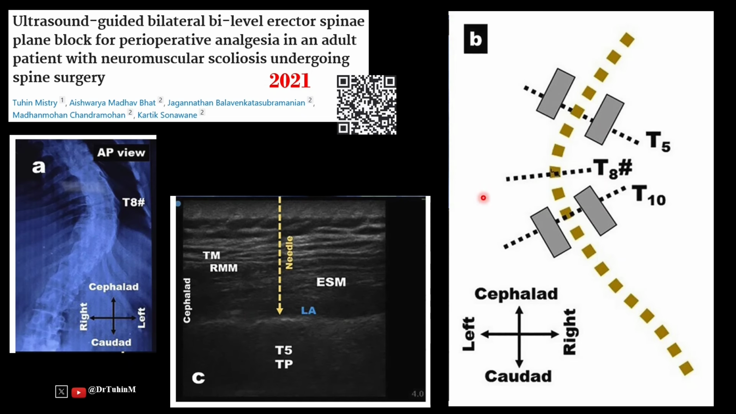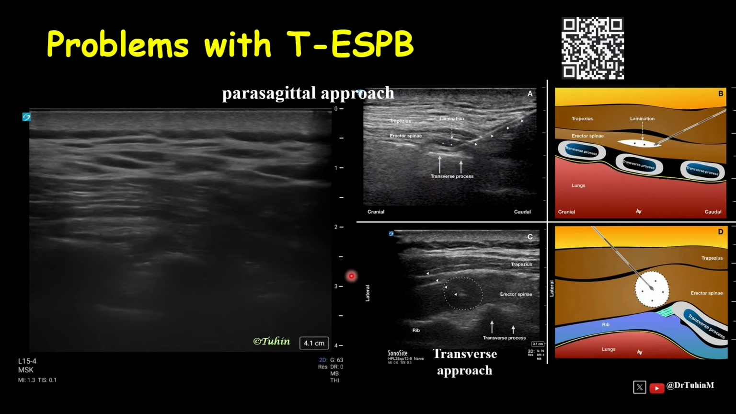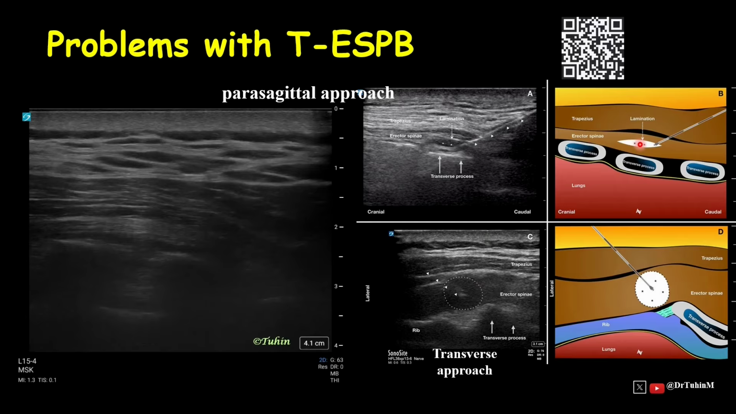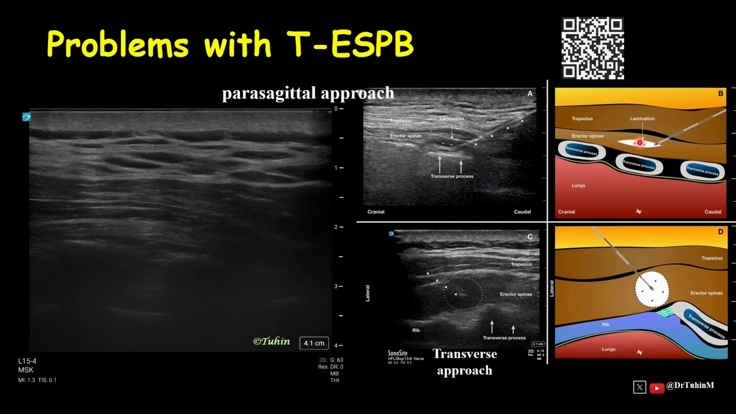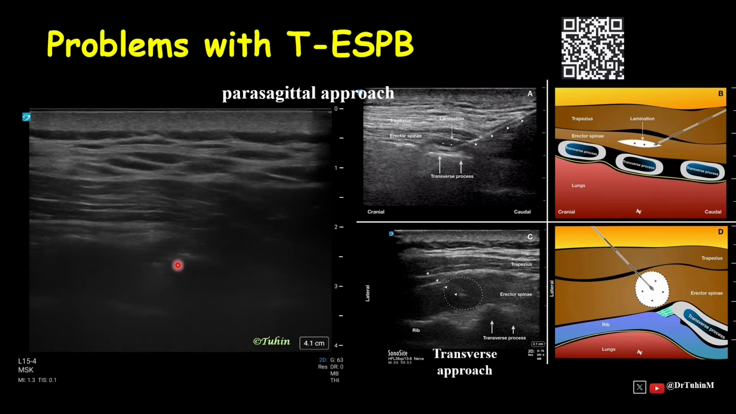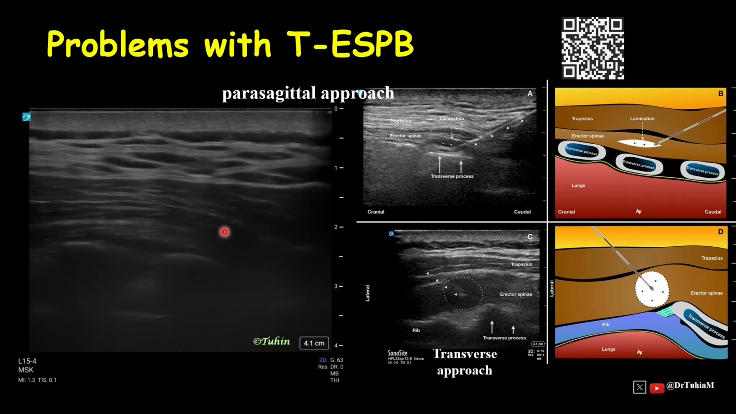So the problem with the thoracic erector spinae is sometimes there might be lamination, as you can see here inside the muscle. If you deposit the drug, you might see there is a good cephalocaudal spread, but that might be intramuscular. So here you can see the entire transverse process and pleura complex is going down, or the erector group of muscles are going up. So this kind of movement should happen. Then you can understand that you are in the erector spinae plane.